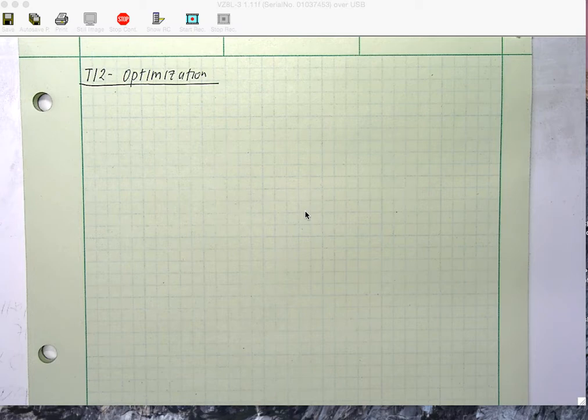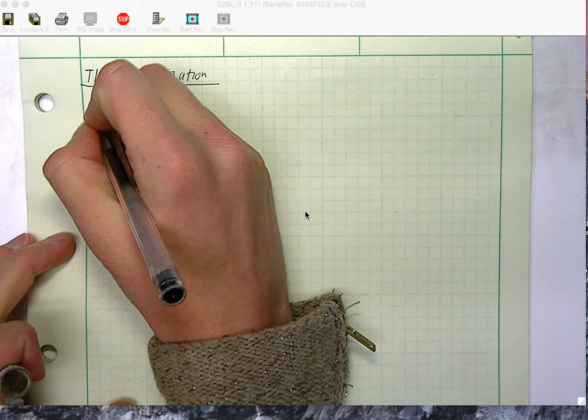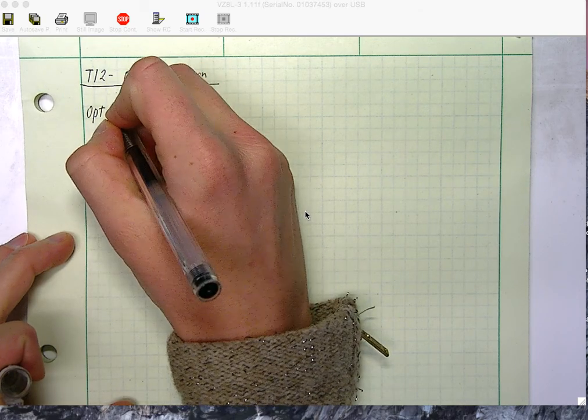Today we are going to be talking about topic 12, optimization. I am recording this, just so you guys know. This is a new topic for the class. This is the first time we're running this topic.